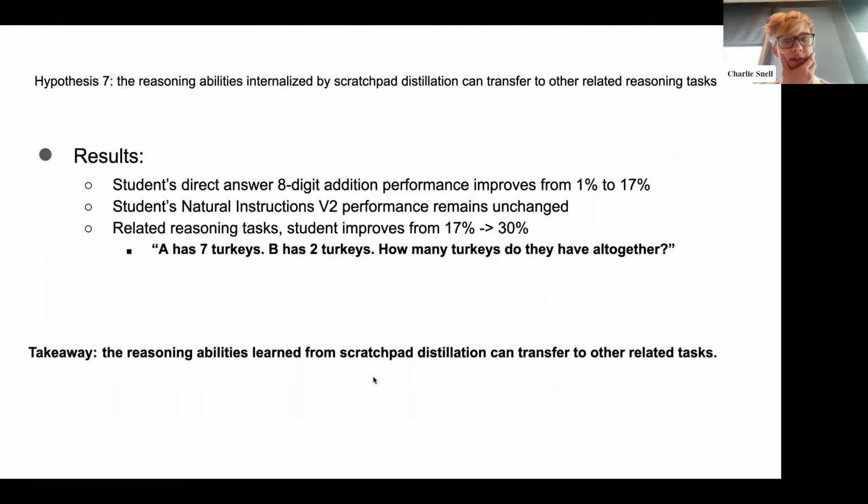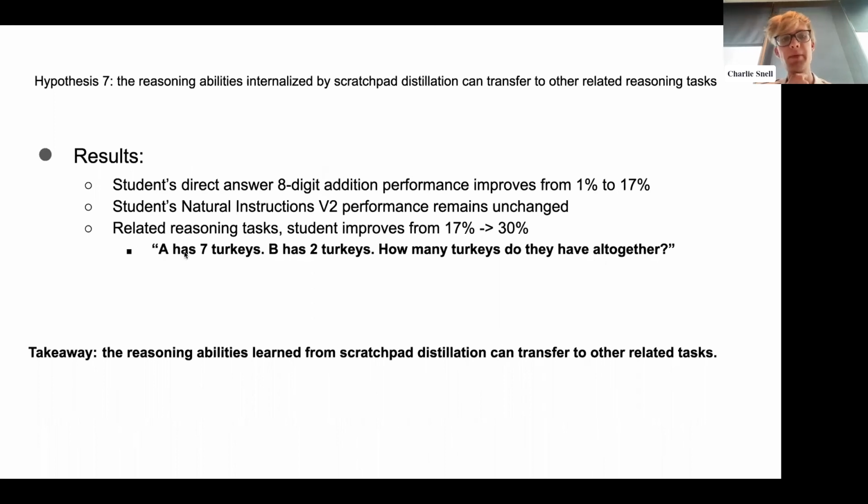And so once we do this, we see that the student's ability to directly answer these 8-digit addition problems improves from 1% to 17%, while it remains essentially unchanged in its performance on natural instructions V2. And then we also see that if you take related reasoning problems that aren't strictly what we distilled, there is actually an improvement.